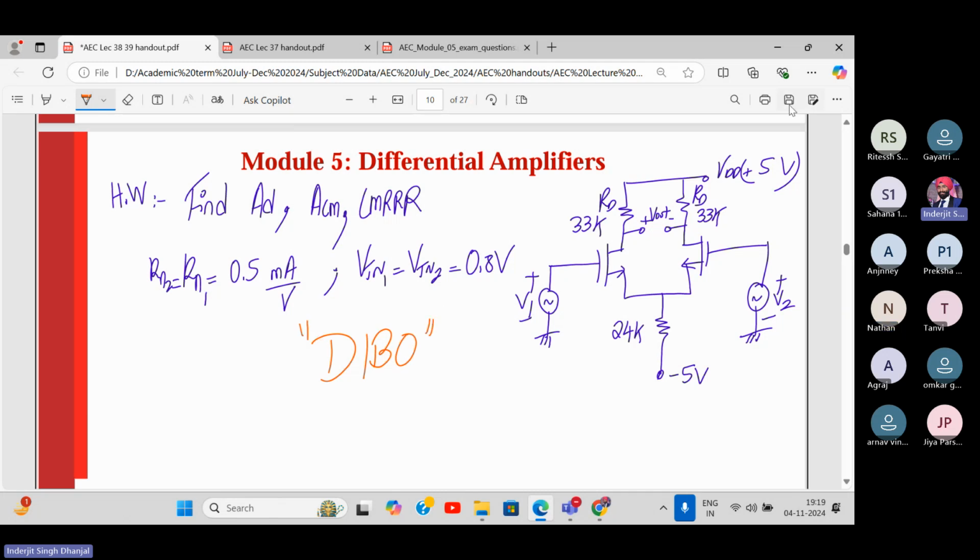So solve it when you have time and get the answers. I don't have the answers because I've just created this just now. So that's the way we can change. Okay. This is RS.